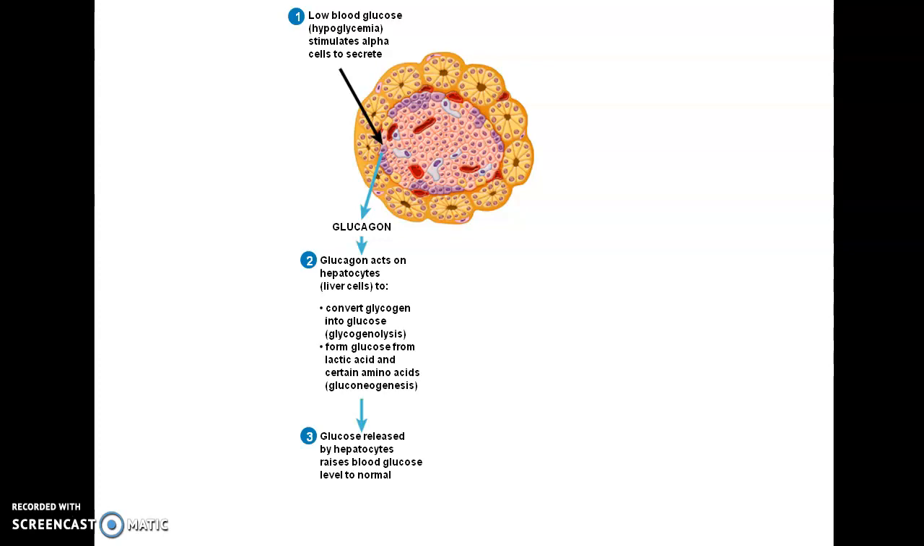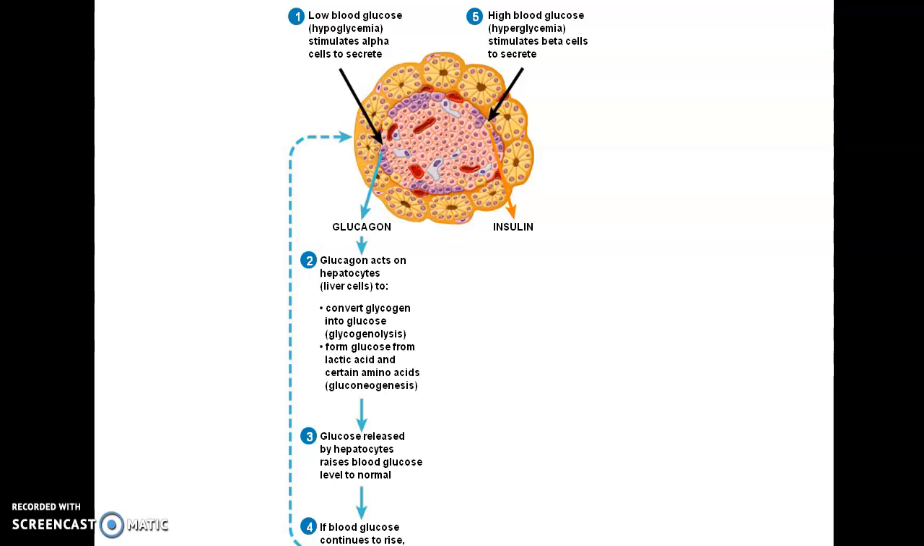And then glucose, from glycogenolysis and gluconeogenesis, more and more glucose will be released into the blood system, and it will lead to the rise of blood glucose. And if blood glucose continues to rise like this, it will cause a negative feedback on the alpha cells. In this way, if blood glucose increases, it causes a condition, hyperglycemia, and that stimulates the beta cells to secrete insulin.